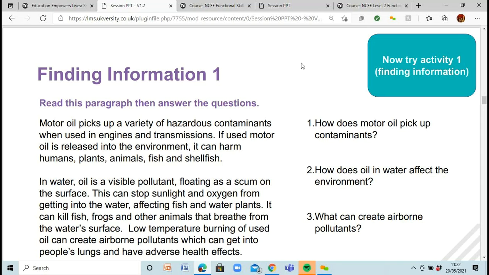So we're talking about motor oils, engine oil and so on, and how bad it is for people and the environment. So how does motor oil pick up contaminants? Can somebody answer that? It's in the first sentence.